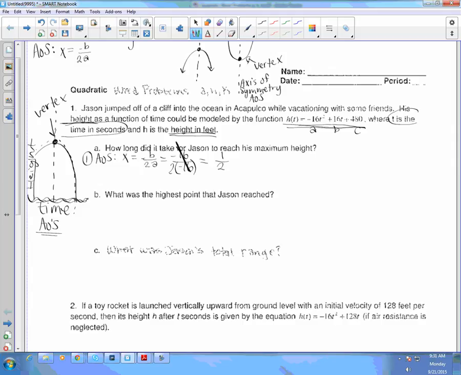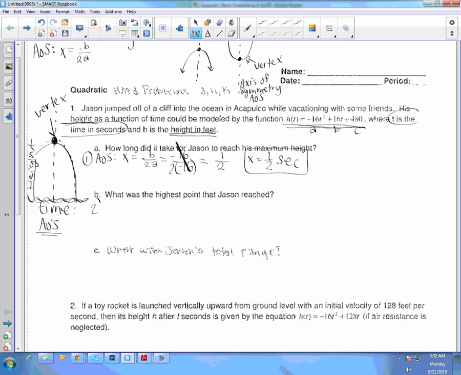So what we just found is x equals 1/2. Right here at the highest point, x is 1/2. Does that mean he's a half foot in the air, or is he a half second into his jump? It's seconds. How long did it take Jason to reach his maximum height? 1/2 of a second. So that formula, x equals negative b over 2a, is finding how long it takes to reach his maximum height.